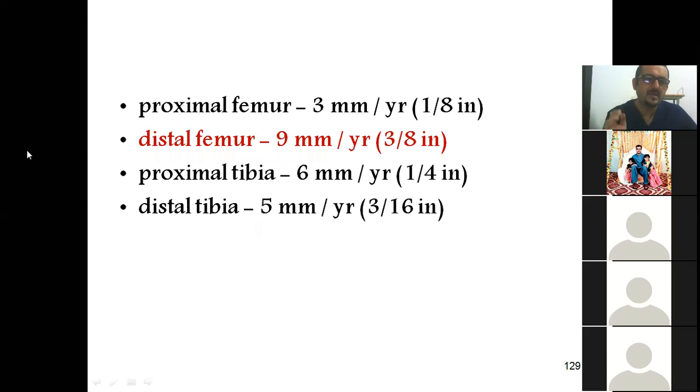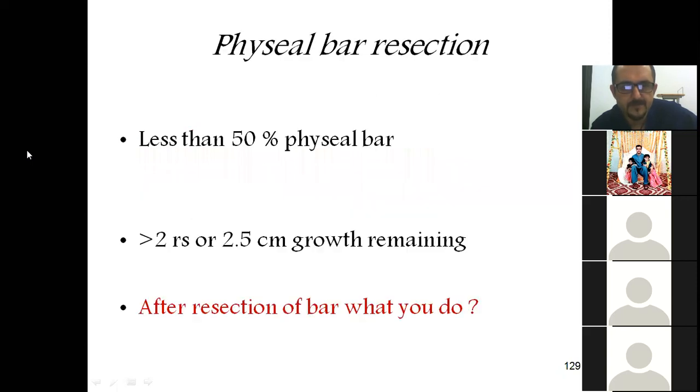This slide is telling you the growth per year for the distal femur is 9 mm, and you should always remember it. It can be tested in the examinations, because distal femoral physeal fractures can cause a bony bar, which can cause angular deformities and limb length problems. 9 mm per year.